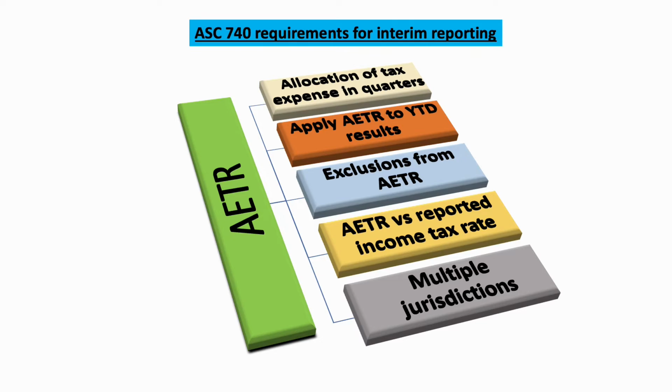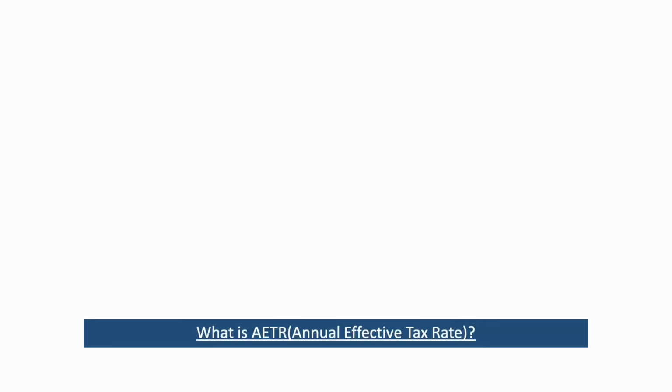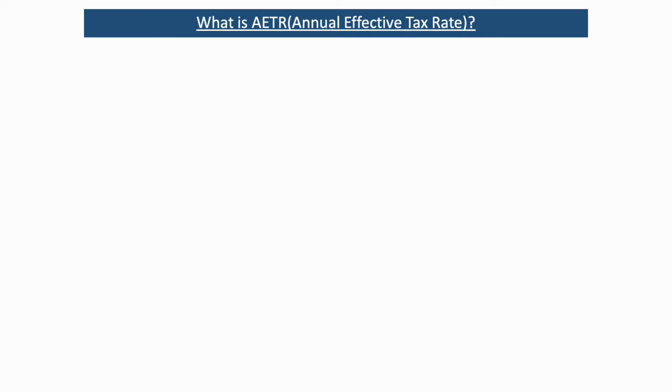We'll also go over some of the items that are not to be considered when you are calculating your annual effective tax rate. We'll go over how AETR and the tax rates are reported on your 10Qs, what the relationship between the two is, and then we'll also go over some of the key elements of entities that have multiple jurisdictions, and how they tackle the AETR calculation. So moving on to discuss what is AETR.